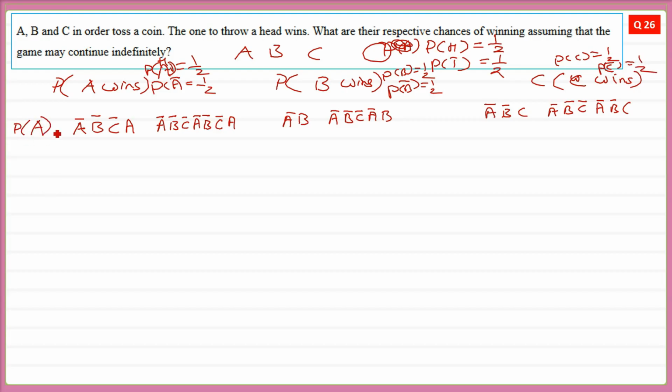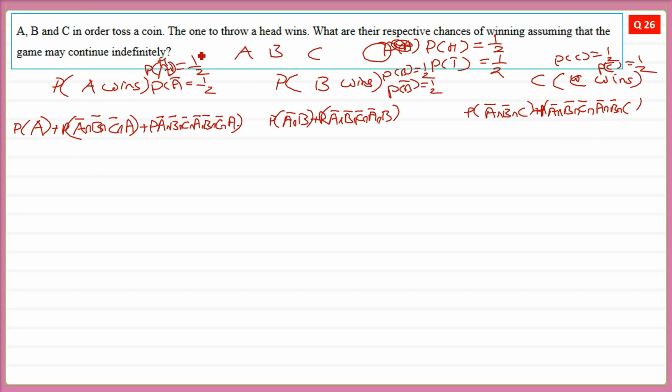So basically it's just P(A) plus P(A bar intersection B bar intersection C bar intersection A), and so on. How about B? It's P(A bar intersection B) plus the probability of A bar, B bar, C bar, A bar, B, and so on. C is A bar, B bar, C all intersected, plus the probability of A bar, B bar, C bar, A bar, B bar, C all under intersection.